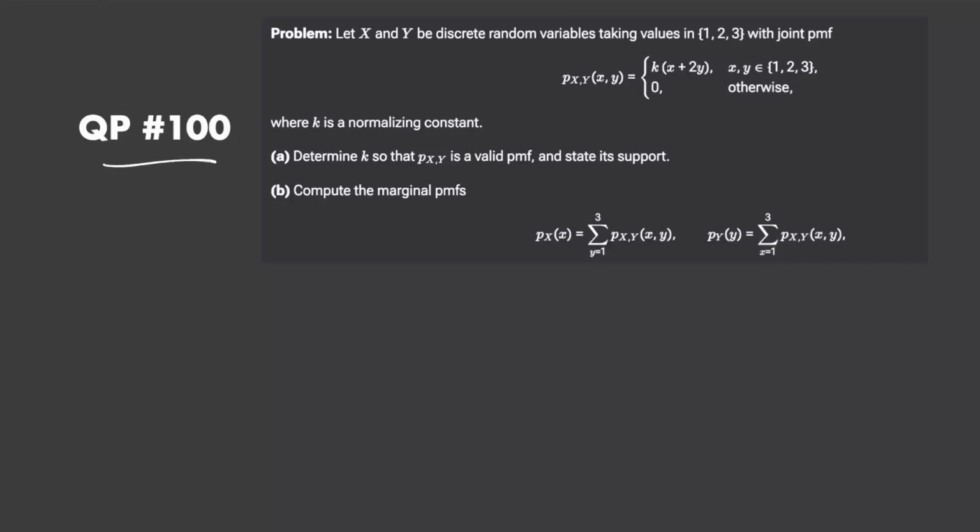Hello everyone, today let's take a look at QB100. There's also a part C and D, but it was so big that I couldn't fit them in. So we have x and y as discrete random variables that take these values, and then we take their joint distribution to be this function right here.